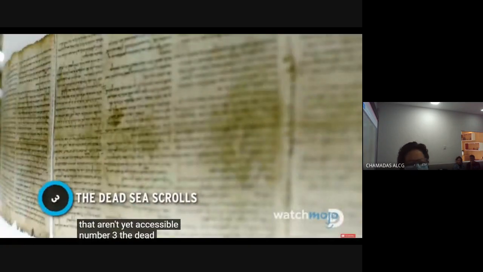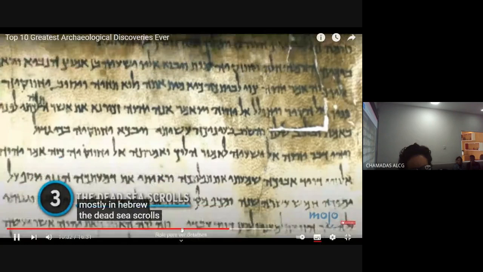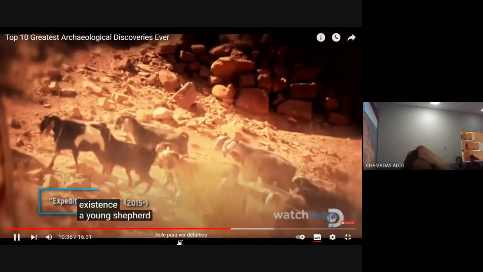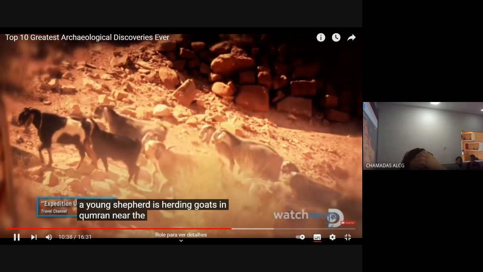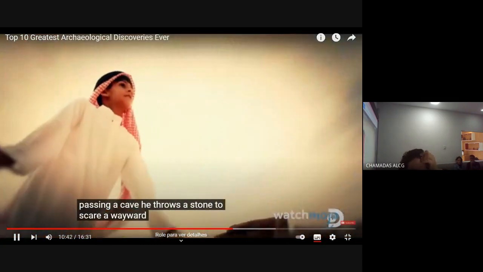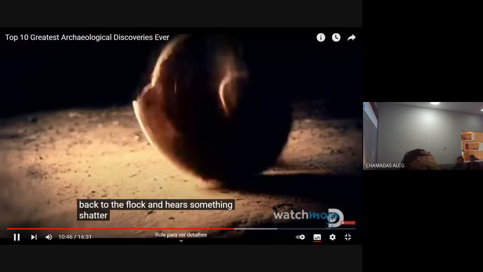Number 3. The Dead Sea Scrolls. Written mostly in Hebrew, the Dead Sea Scrolls are some of the oldest Abrahamic religious texts in existence. A young shepherd is herding goats in Qumran near the Dead Sea. Passing a cave, he throws a stone to scare a wayward animal back to the flock, and hears something shatter.